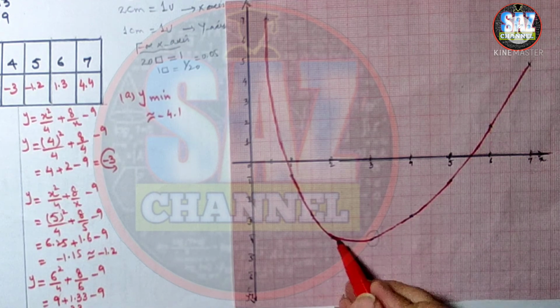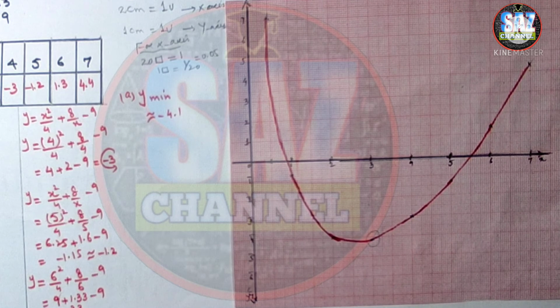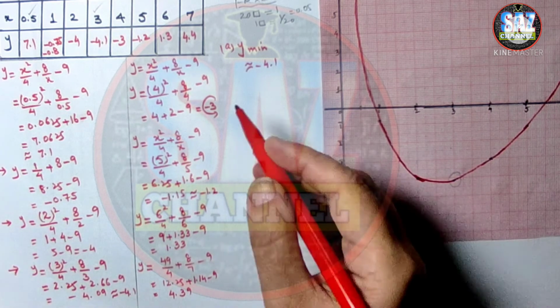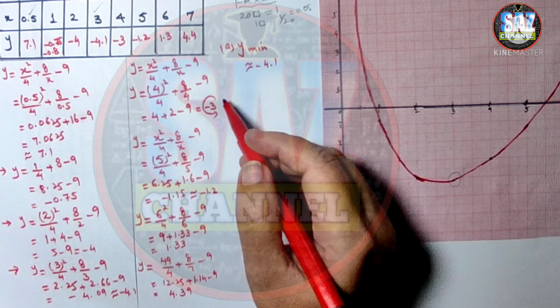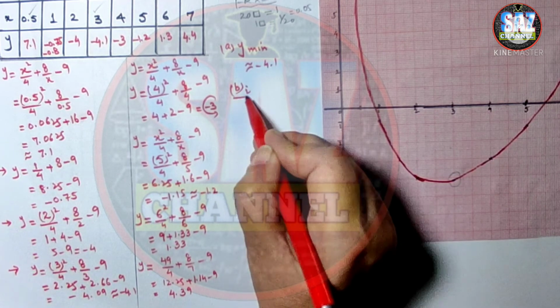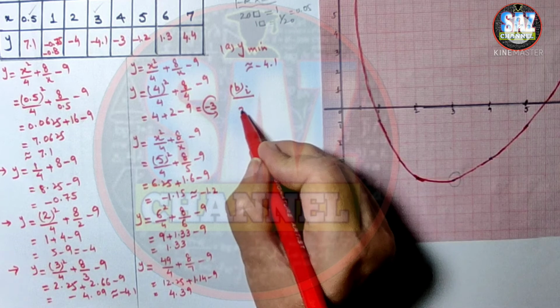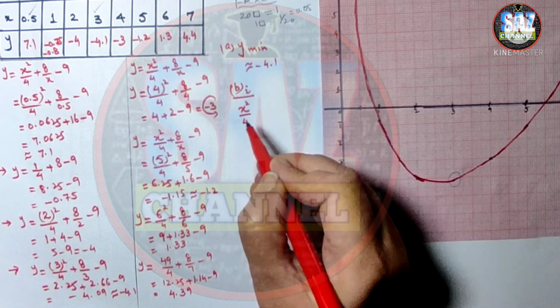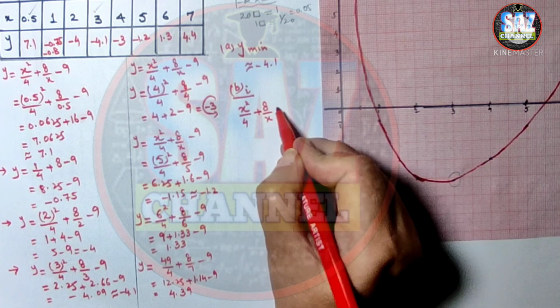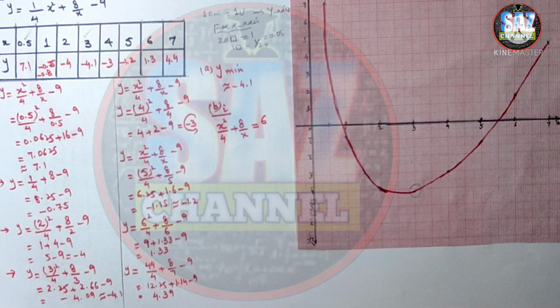Okay, I hope we are getting the good curve, and it's time to discuss the next parts carefully. By drawing suitable lines on the graph, solve each of the following equations, giving your answer correct to one decimal place. This is again one of the important parts of your O-level examination. This is B, part 1. By drawing the suitable line, x square by 4 plus 8 by x equals 6.